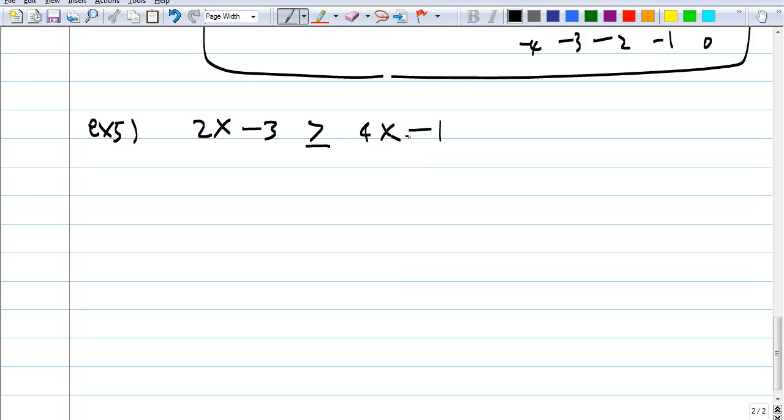Okay? Right, so this time you have x on the left side and x on the right side. So how should we simplify, how should we solve this inequality? Well, we don't want the x's separated, do we? Yes, what should we do?